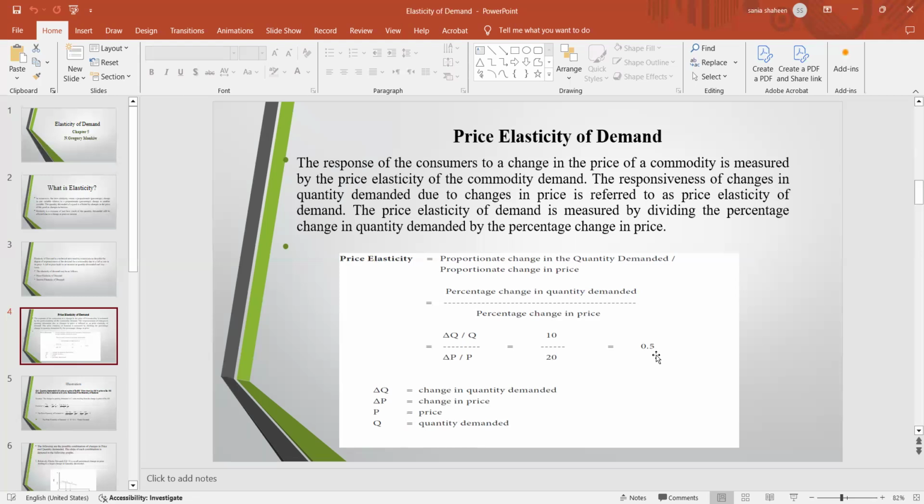It means that the percentage change in the quantity demanded is less than the percentage change in the price level. That shows the response of the quantity demanded is less compared to the proportionate change in the price level, which means that the quantity demanded is less responsive to changes in the price level. It means the quantity demanded is less sensitive to changes in the price level in that case, which means that the price elasticity of demand is inelastic.